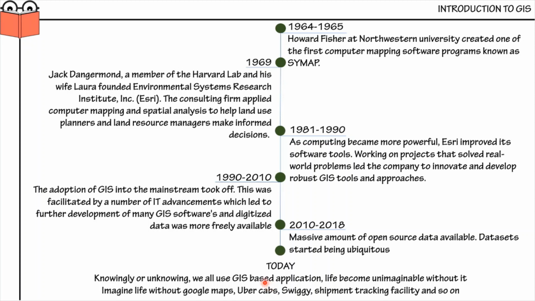One small example is all of us have been using GIS and we're probably unaware. Most of us are using it every day. For instance, Uber cabs, Swiggy, tracking shipments, tracking your couriers, tracking your Amazon packages. All of this has GIS, the whole system embedded in it.